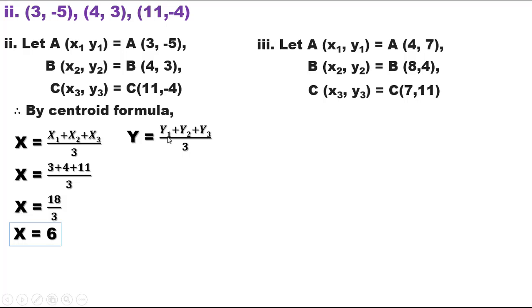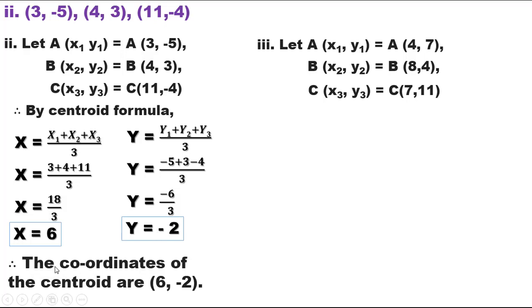y = (y1 + y2 + y3) divided by 3. y = (-5 + 3 - 4) divided by 3. y = -6 upon 3. Therefore y = -2. The coordinates of the centroid are (6, -2).